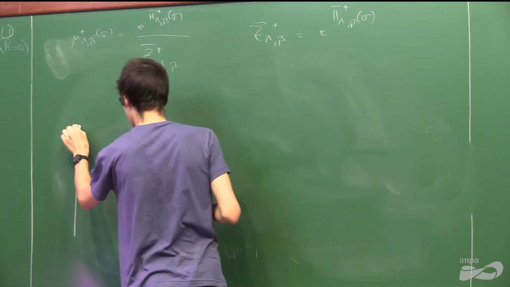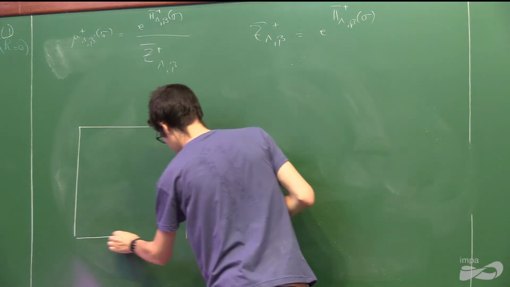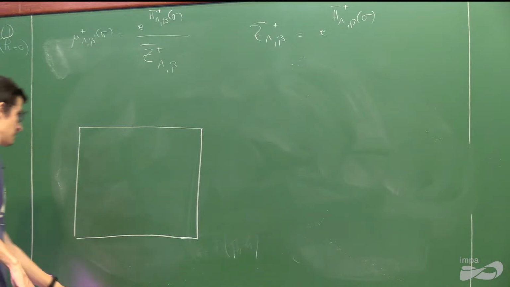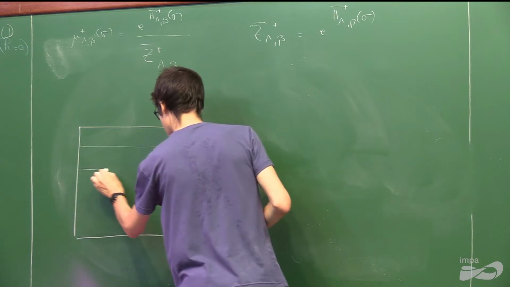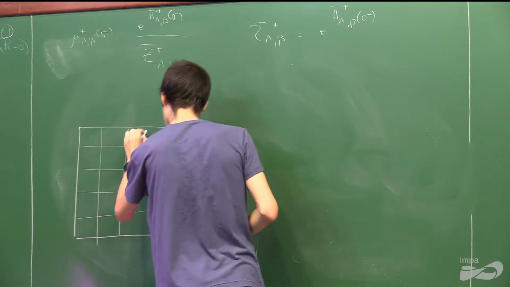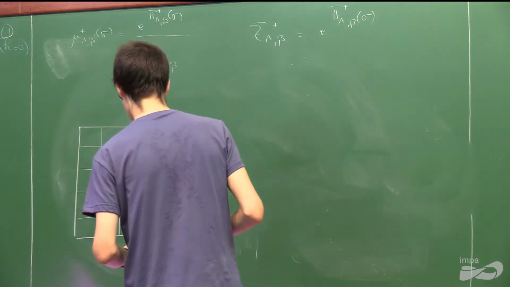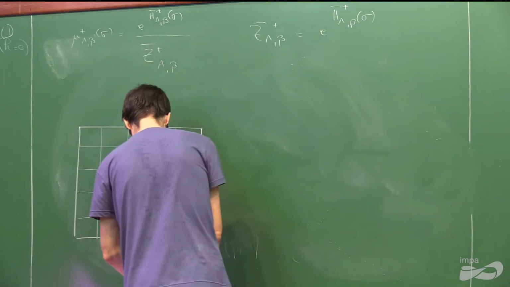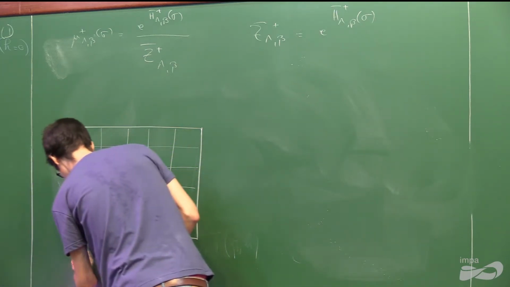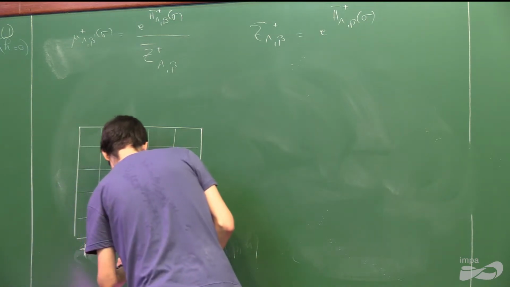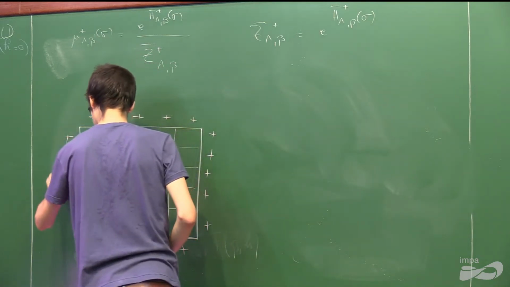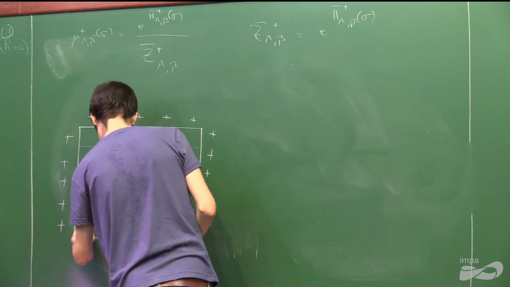So let me try. I think if I do 6 by 6, I might be fine. Okay, 6 by 5, it will be fine. So let's imagine that we have a spin configuration. Recall that we have plus boundary condition. Let the plus be red. And okay, let me define a configuration like this.